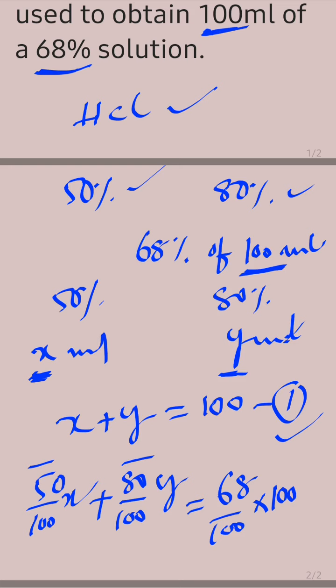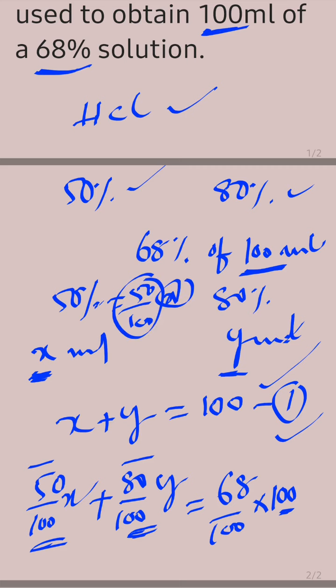So the first one is X ml plus Y ml equals 100 ml, the first equation we know. And for the second equation, 50% of X ml plus 80% of Y ml to get 68% of 100 ml. That means we have to write like this. How can we write 50%? 50 by 100. 50 by 100 percent of X ml. So that is the thing I have written.